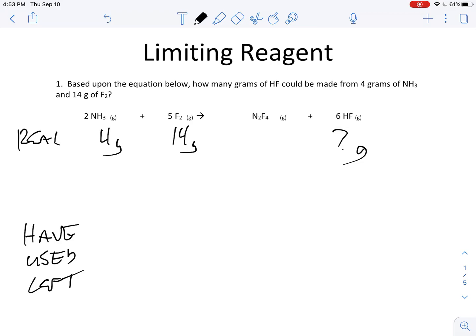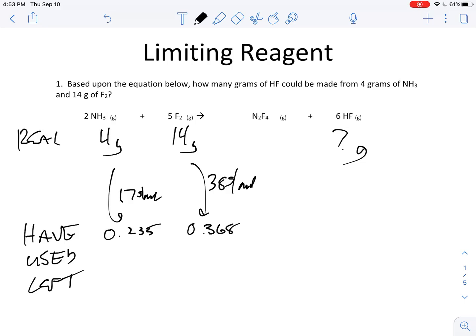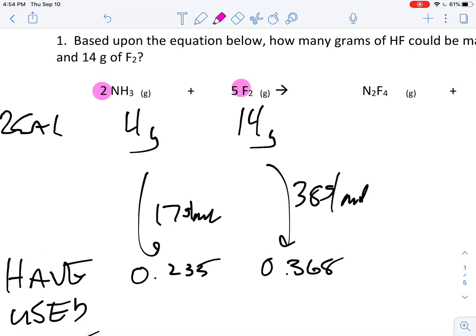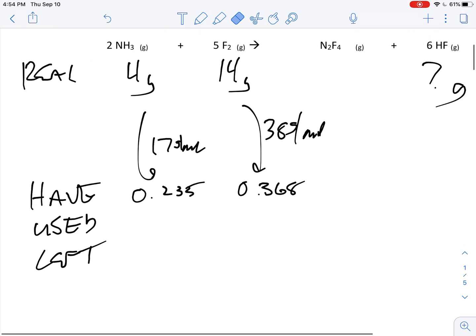So what are we going to do? We're going to do the same thing we did before. We're going to get out of the real world and into the world of the moles, except that we're going to figure out how much we have. To get from 4 grams to the moles here, we divide by 17 grams per mole, and that gets us about 0.235 moles that I have here. To come from the 14 down, I'm going to use the 38 grams per mole for the F2, and that's going to be 0.368 moles that we have. Please note that I have not taken into account the 5 or the 2 there. Those don't matter right now, but they're about to.